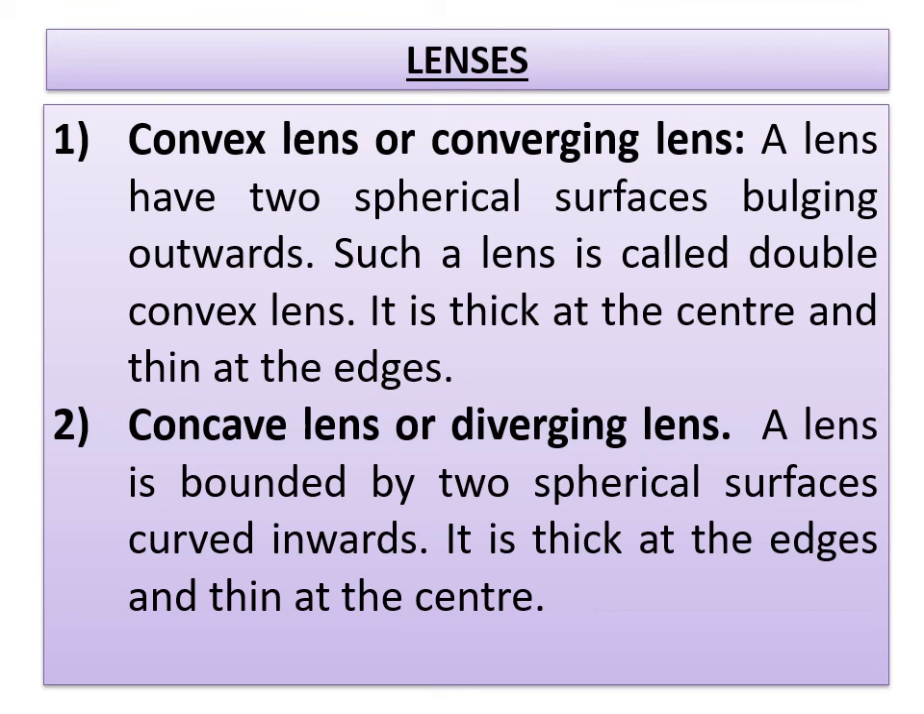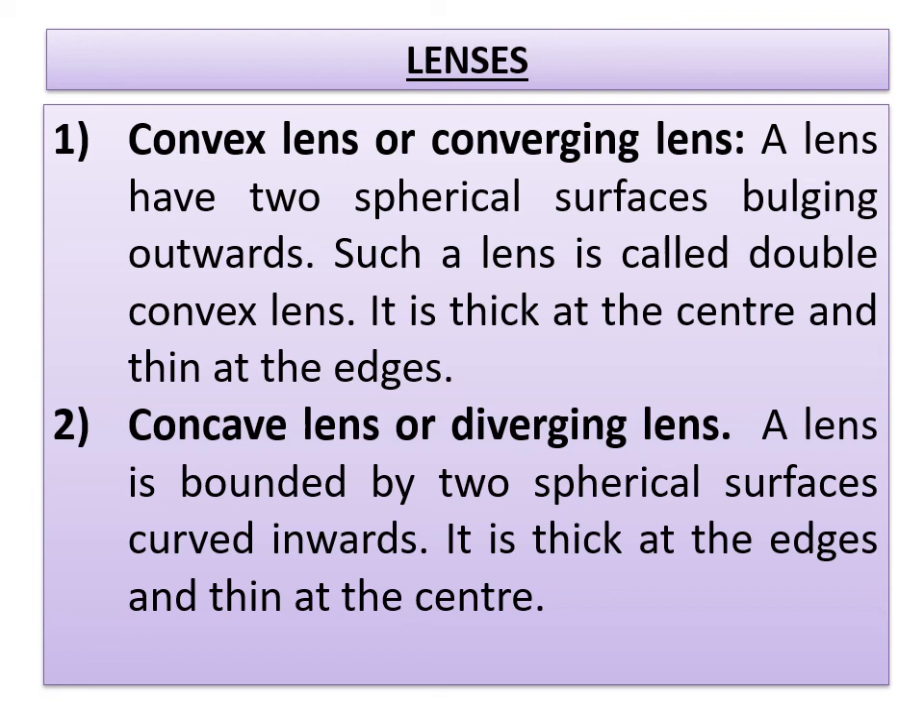A lens bounded by two spherical surfaces curved inwards, or in simple terms bent-in surfaces, act as refracting surfaces for a concave lens. And here you have to remember it is thick at the edges and thin at the center.